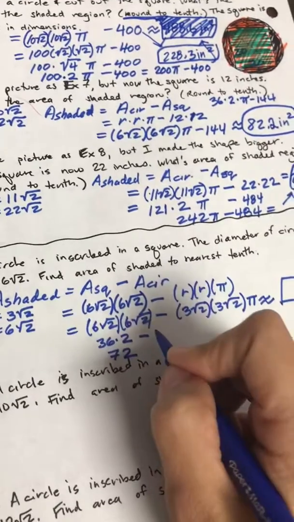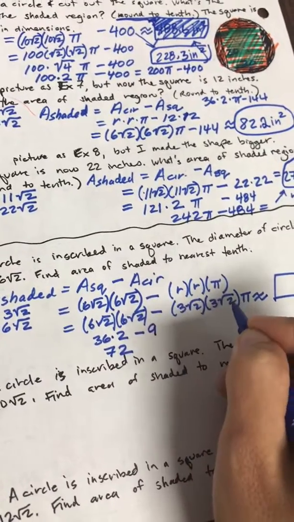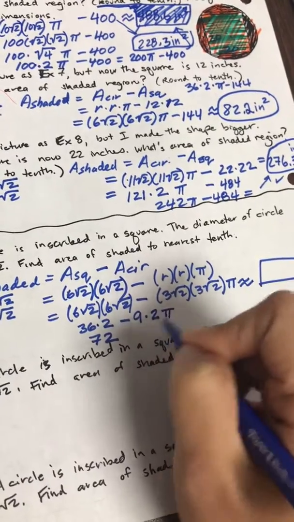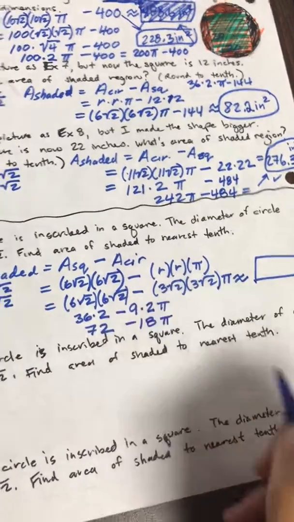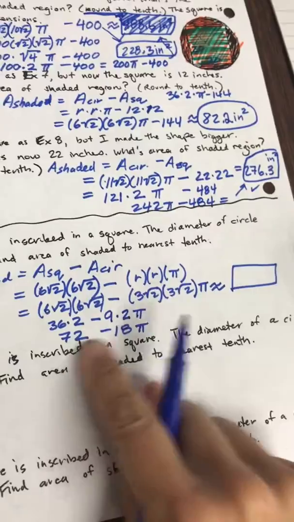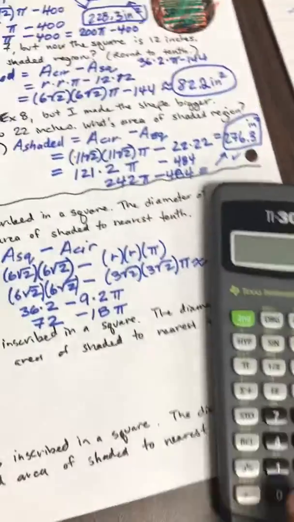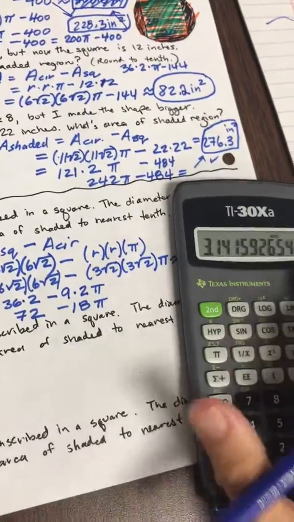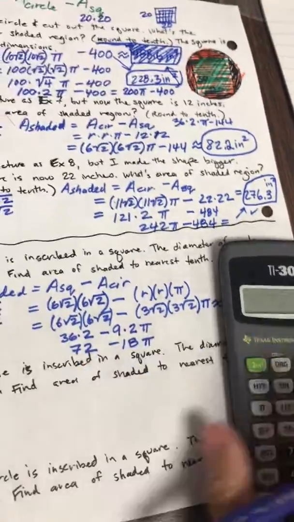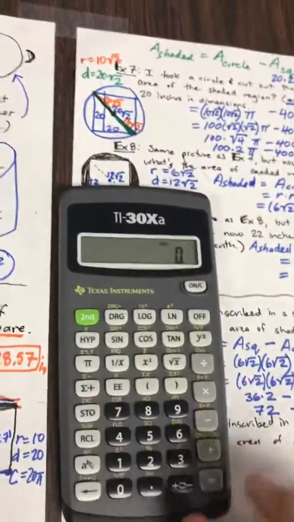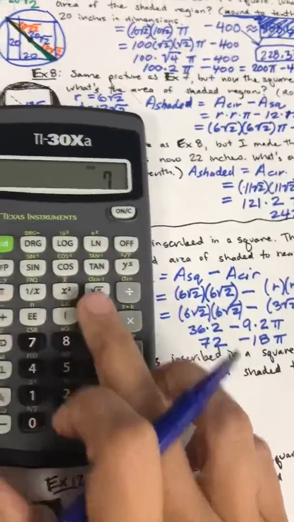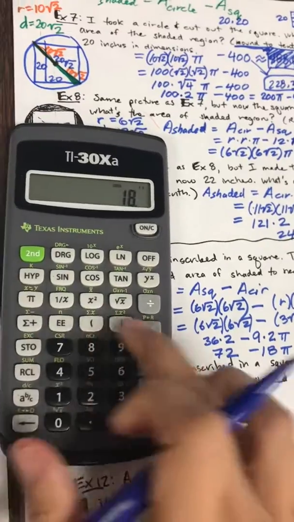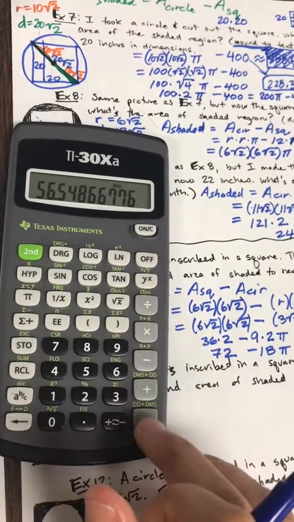And here, 3 times 3 would be 9. The square root of 2 times the square root of 2 is the square root of 4, and the square root of 4 is 2. Okay, so I can type all this in or just that in. Both should give me the right answer. 72 minus 18. Oh, this is hard to type in. Let's see if this will work. I'm going to use my parenthesis button here. I'm going to do 72 minus parenthesis 18 times pi end parenthesis.